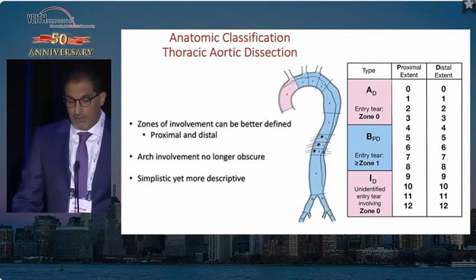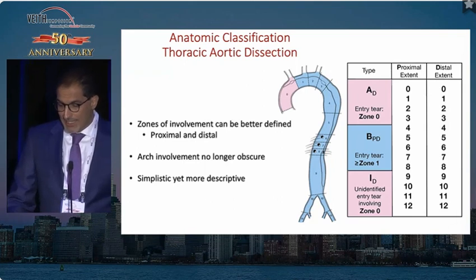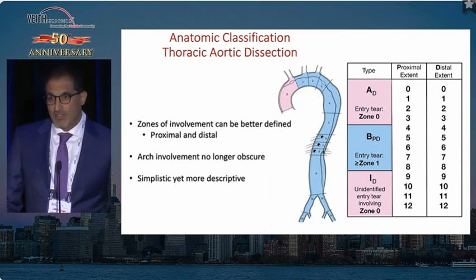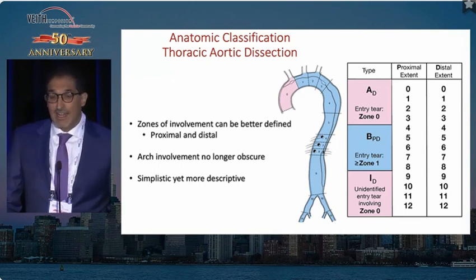The arch involvement is no longer obscure, and it is a simplistic yet more descriptive analysis of a dissection that can be relayed to you. Now, with respect to type A dissection, it is a single subscript, and that is the distal extent. And with type B dissections, there's a proximal and a distal extent, as you would expect. And there's an indeterminate classification when that dissection or that tear cannot be identified.